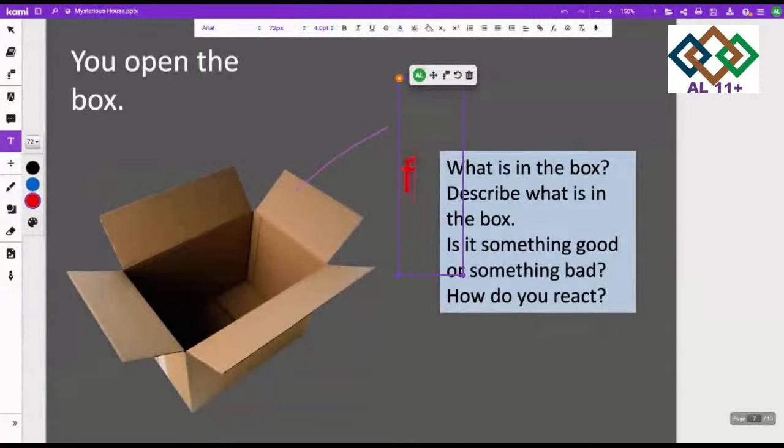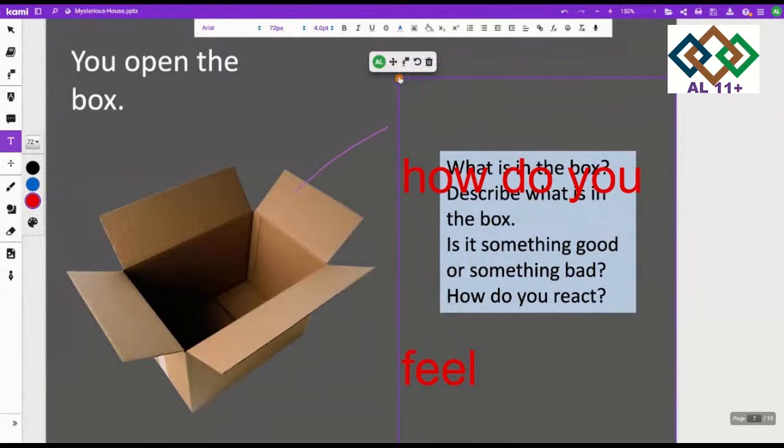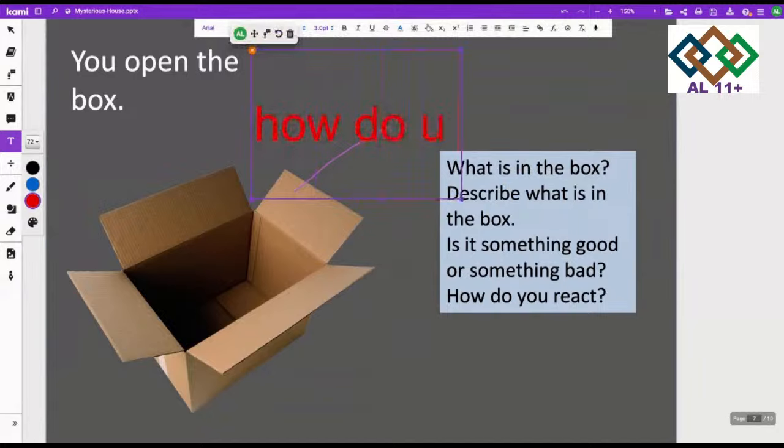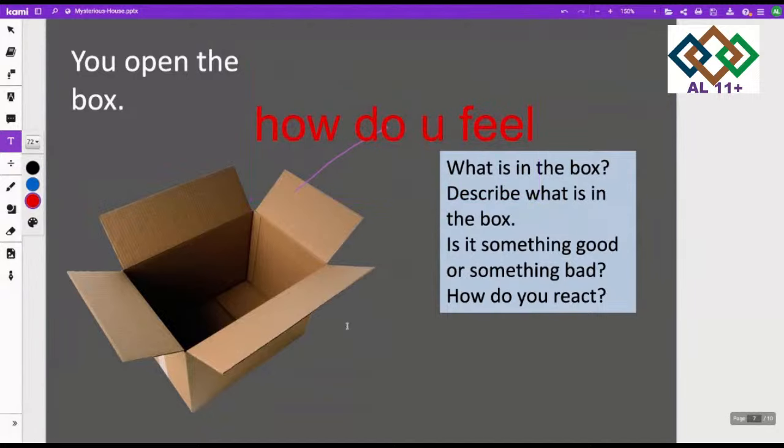So again, everything is, you have to describe how do you feel when you can't find anything in the box. Let me put it a little smaller. So basically, how do you feel? Everything in this creative writing wants you to keep telling about your feelings, about the horror, and about the things. How would you feel? Because this box was the only thing.